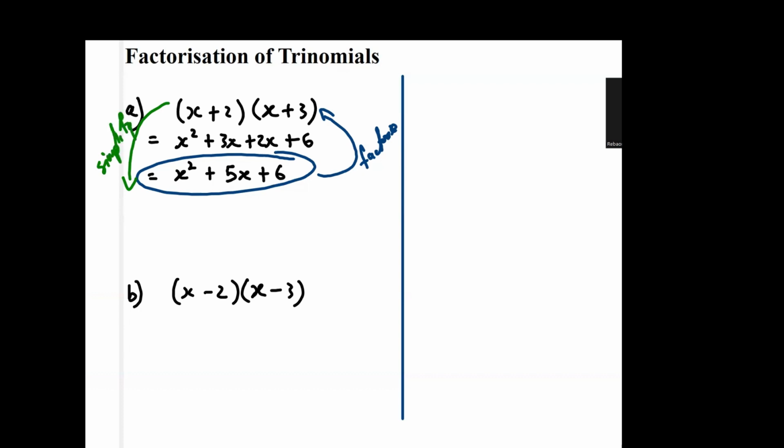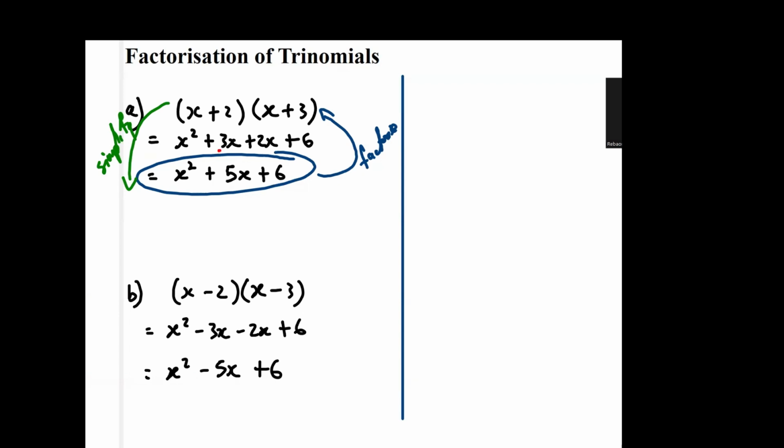Right. And same thing down here. If I FOIL, I will get x squared minus 3x minus 2x plus a 6. And this becomes x squared minus 5x plus a 6. Now, two critical things that I need you to pay attention to regarding these two expressions.